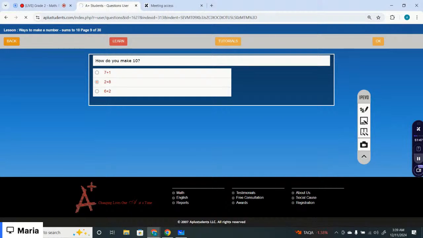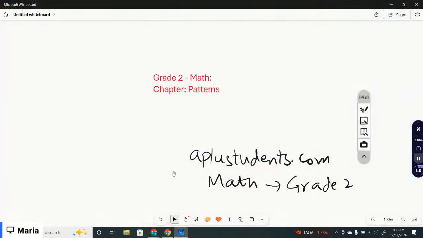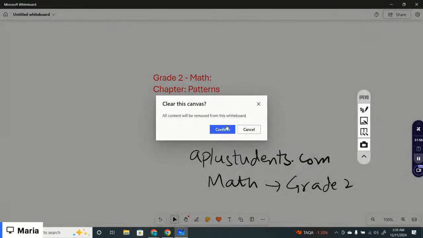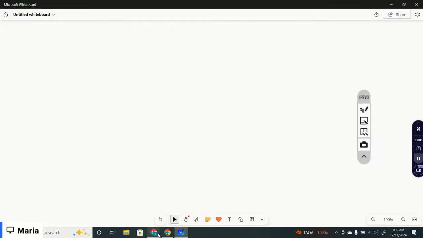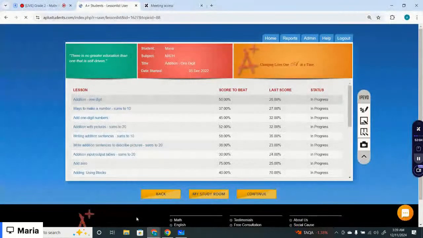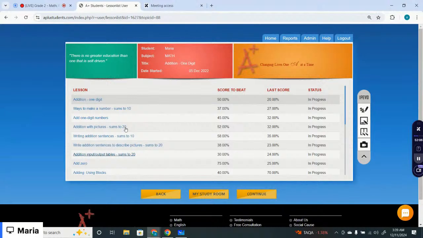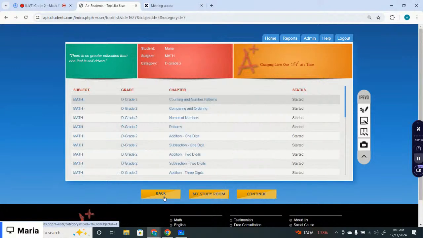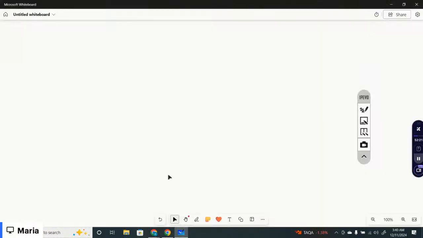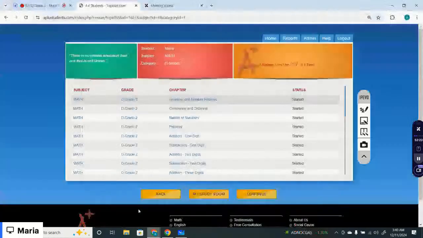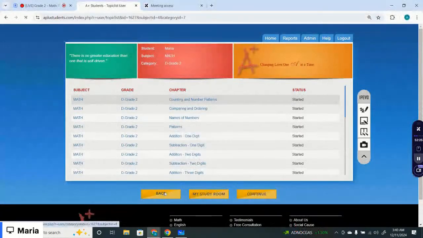So we were working on grade 2 math. We have started with the chapter patterns. The lessons we have covered from the chapter patterns are growing patterns and understanding patterns. Then we have started the chapter addition one digit. The lessons we have covered today are addition one digit, ways to make a number, sums to 10. So please make sure before the next session you complete all the practice questions for the lessons we just did. That is your homework until the next session.